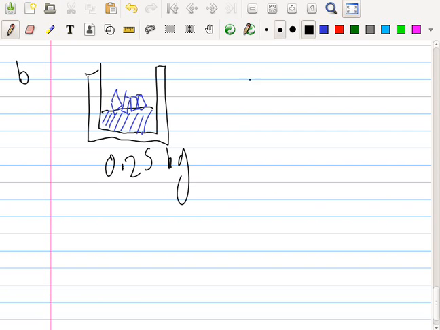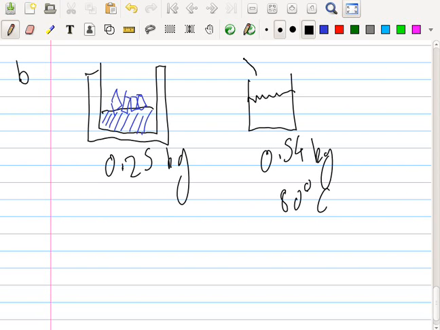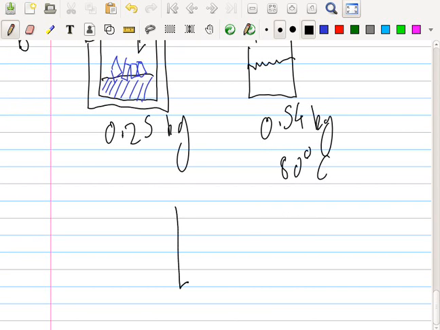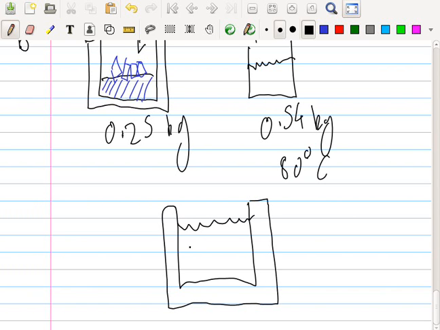Then he says he adds 0.54 kilograms of water at 80 Celsius. So he puts this water inside. And then he gives it a stir until it finally ends up in this picture here, where you have only water, and the water you're left with at the end is 32 Celsius.